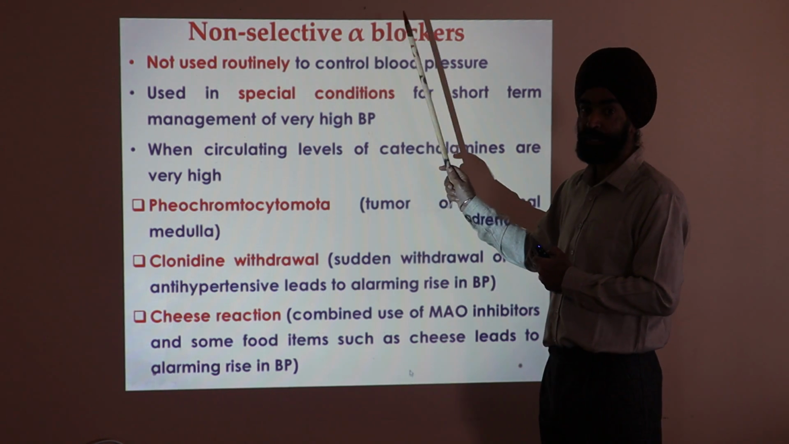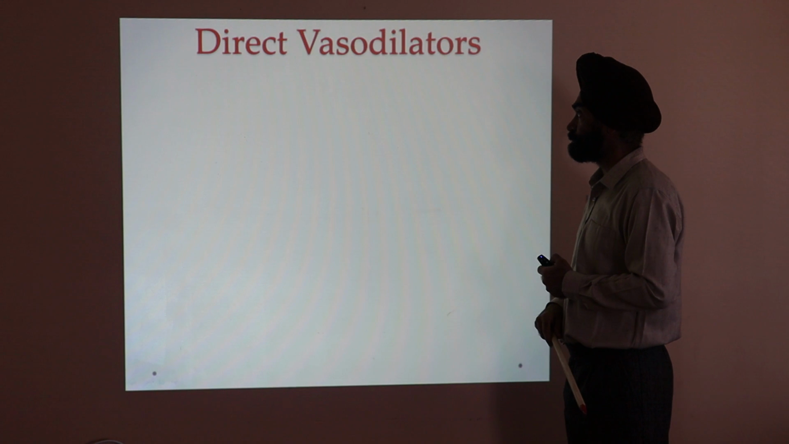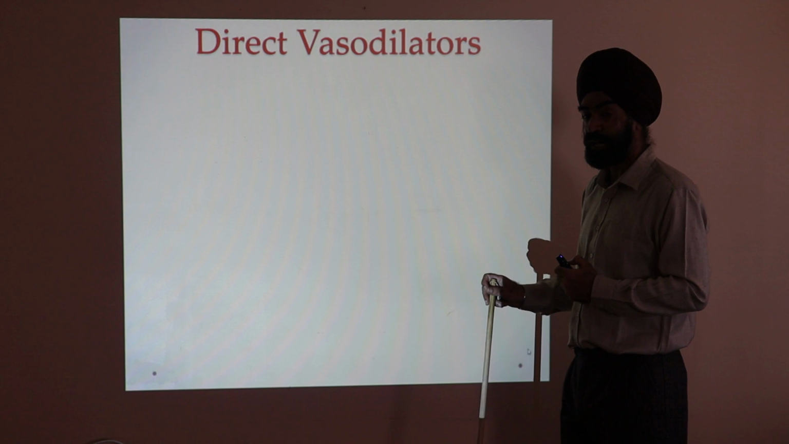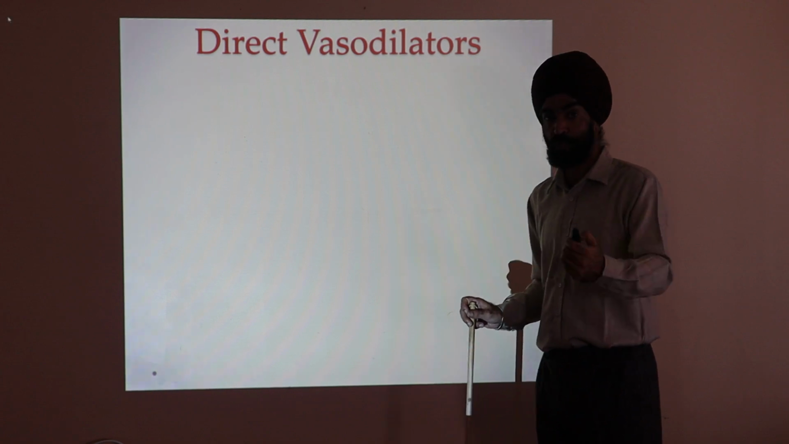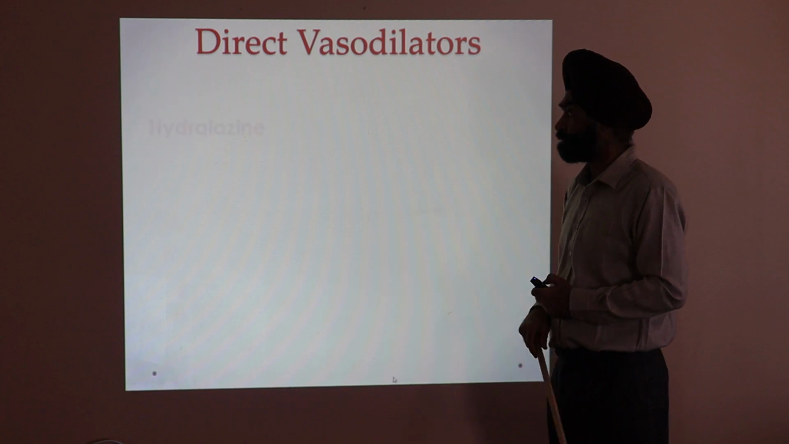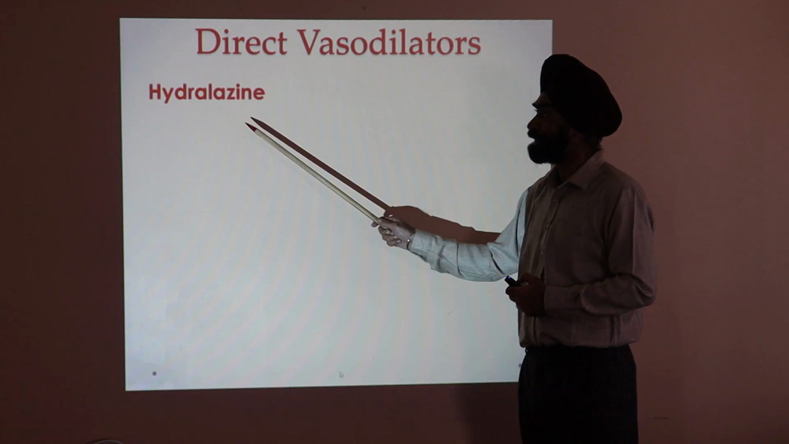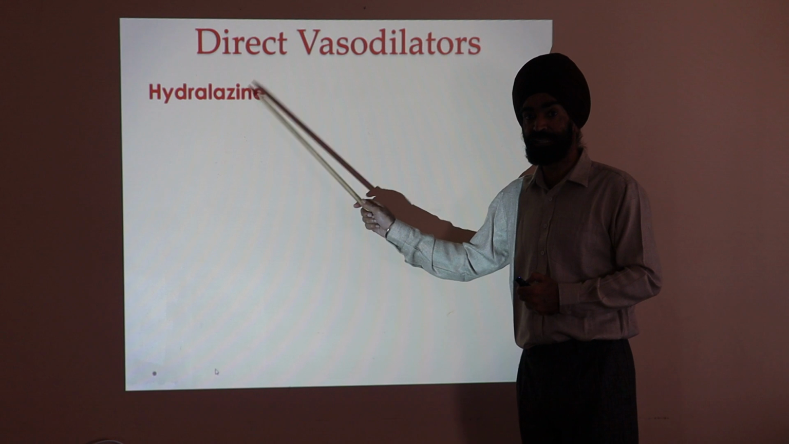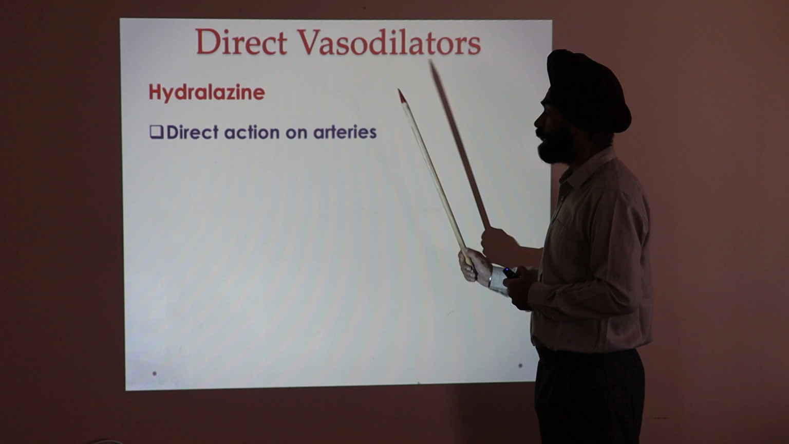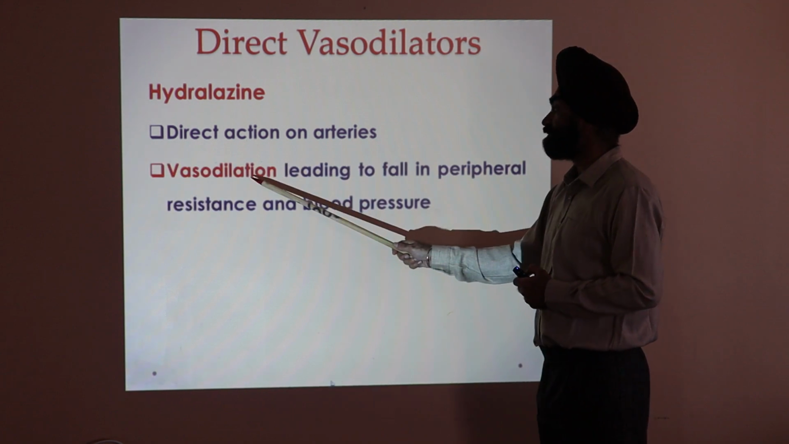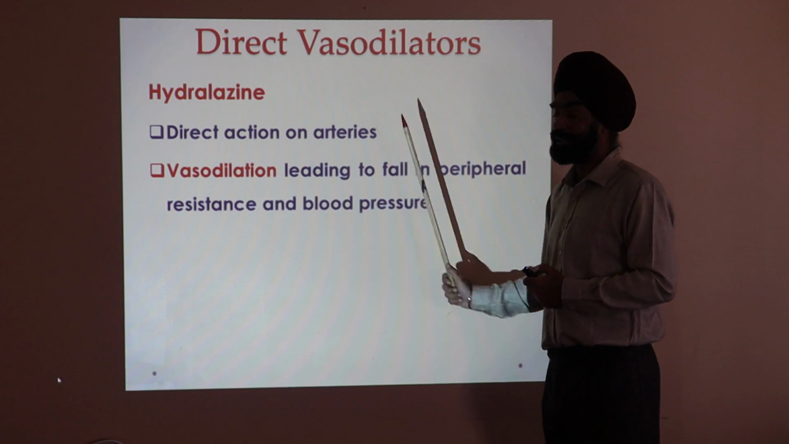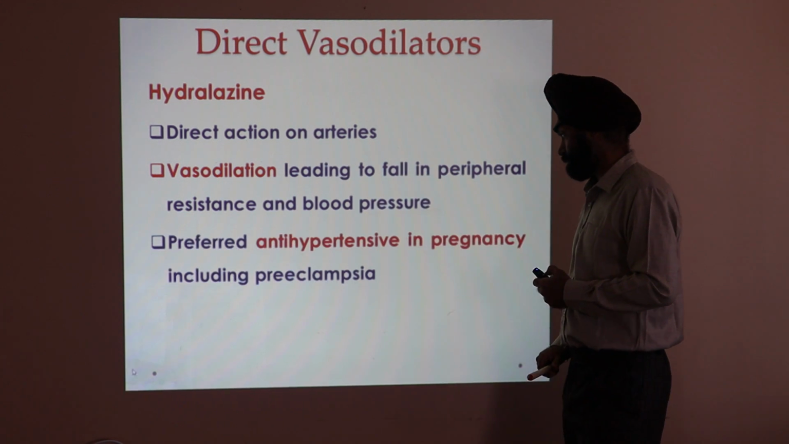Not alone, but in combination with beta blockers. Now this is the first thing that I finished, that is alpha blockers, which act as vasodilator. Second category, which act as direct vasodilator. And a very important drug in this category is hydralazine. It directly acts on the arteries and produces vasodilation, which leads to a decrease in the peripheral resistance and a decrease in the blood pressure.